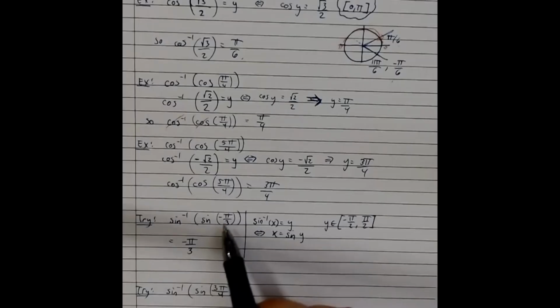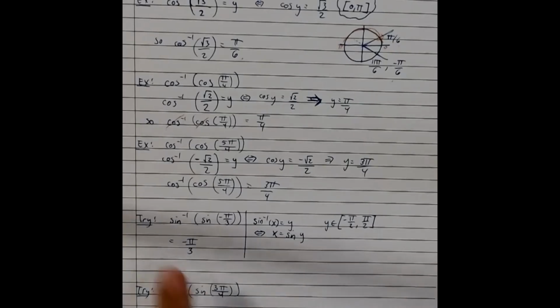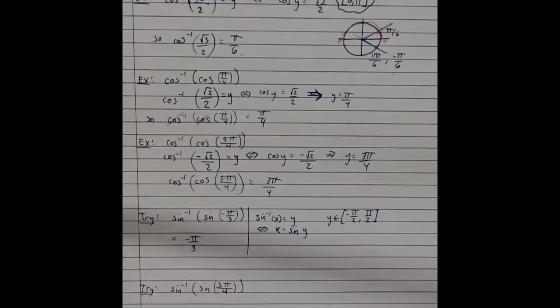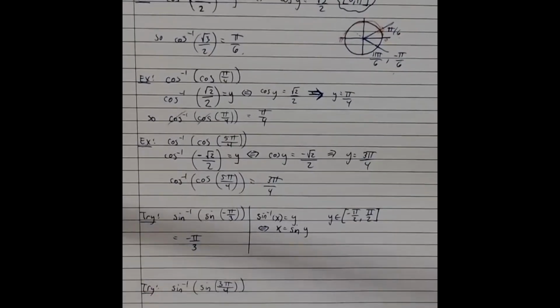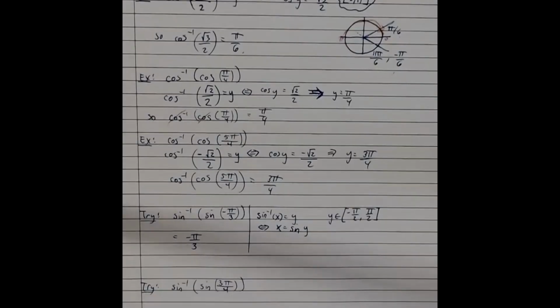If you didn't want to go through it that way, you can always just compute it. You can say, okay, take the sine of -pi/3, and that's going to be -√3/2. And then I could take the inverse sine of -√3/2, and that's going to turn out to be -pi/3. So either way, you get that answer.